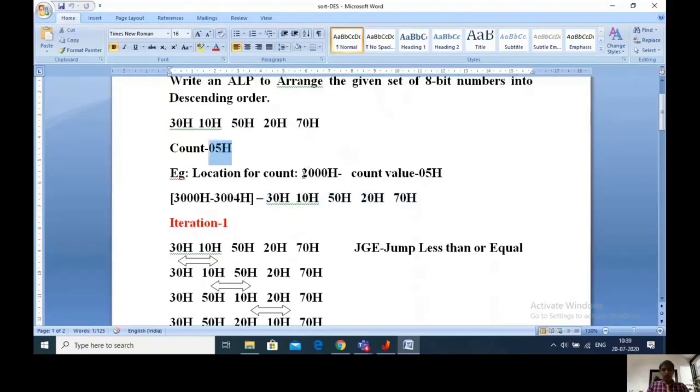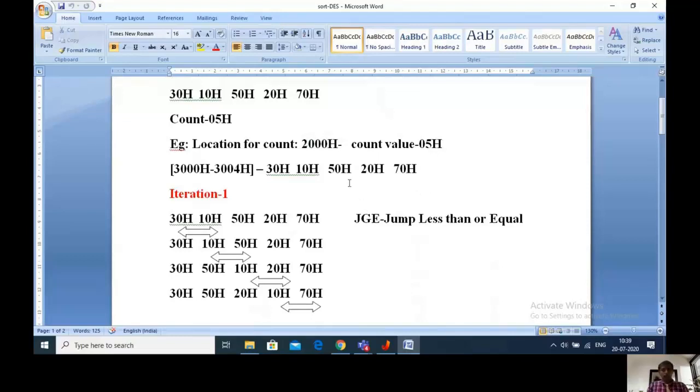And in which location are we storing the count? In location 2000. Like the previous video I explained for ascending, the same model applies here. For descending order there is one important instruction called JGE. What is the name of JGE? Jump greater than or equal. This instruction will check the first byte with the next byte with the condition jump greater than or equal. This instruction is useful for writing the program. Anyway, in the programming part I will explain.